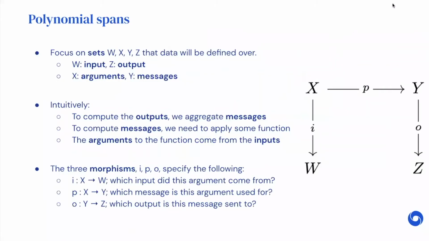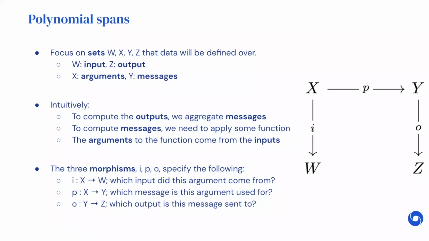So the general setting that we find is going to be probably quite impactful here is this diagram known as a polynomial span, where you have 4 different sets, X, Y, W, and Z, and 3 morphisms between them. And specifically how to interpret this data, I'll show you concrete examples in a bit, but this is just the abstract diagram. W is the set that contains your input data, and Z is the set that contains your output data. So in some way, you want to send data from W to live on Z.